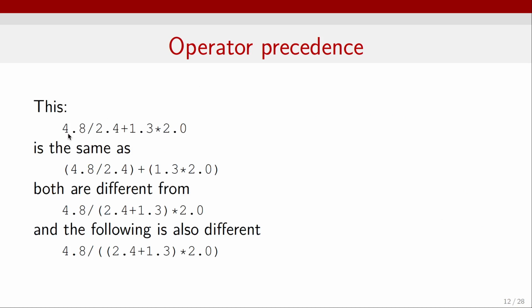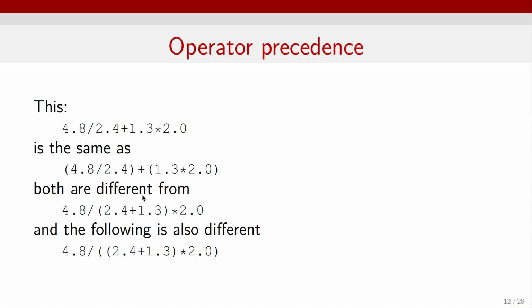So for example, in this case I have 4.8 divided by 2.4 plus 1.3 times 2. So in this case, the program is going to multiply 1.3 times 2. It's also going to divide 4.8 by 2.4. And then it's going to add those 2 results. So that's the same as putting this first division in parentheses, this last multiplication in parentheses, and then adding the 2 results.